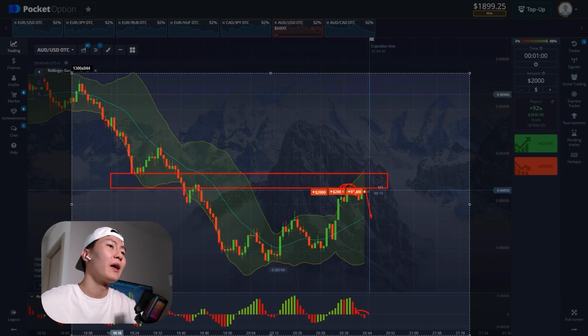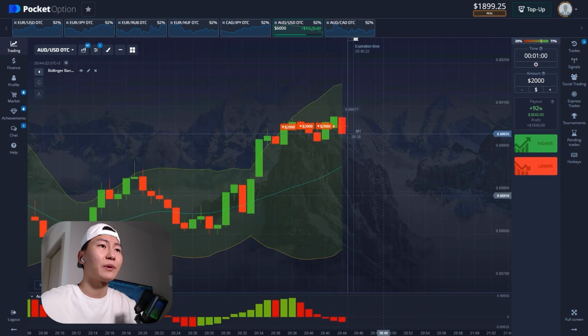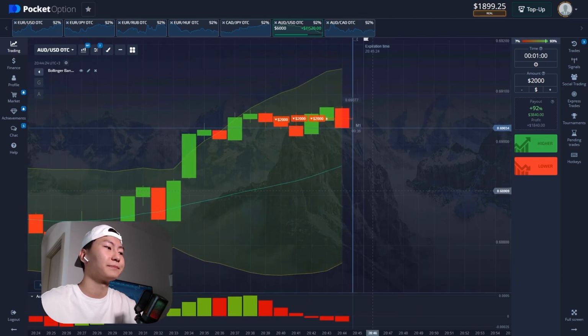So have a look at this negative histogram here. Accelerator crossed level 0 to the downside. This is a huge bearish signal. Let's have a look at this correction. The red candle just showed up exactly as we predicted.